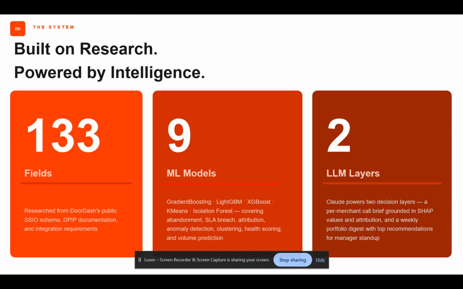Now that I had found the gaps in the system, I had to build a solution that is grounded in the features and metrics that the MXO integration team uses in their current system. So what I did was I sourced over 100 real fields from publicly available DoorDash documents, namely the SSIO schema, the DPIP documentation, and the integration requirements. I used these fields to generate synthetic data for all my analyses. And finally, I built a system around 9 machine learning models and 2 LLM layers, turning the system from reactive to predictive. Now let's take a look at the system itself.